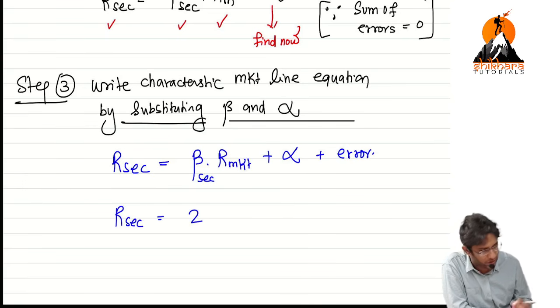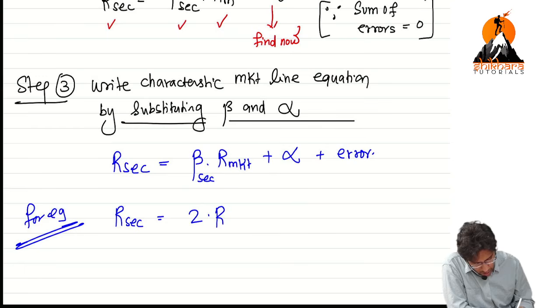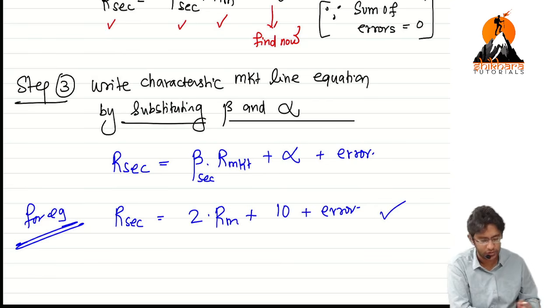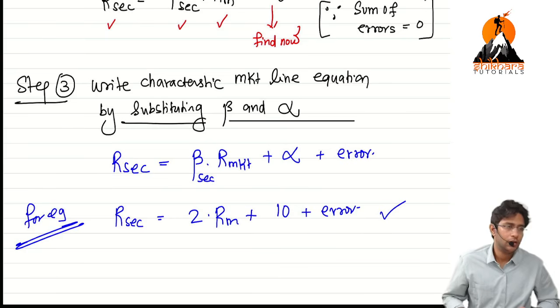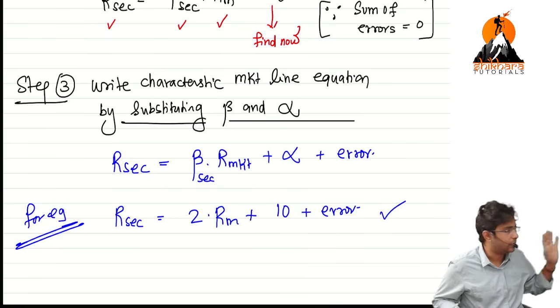For R security we don't substitute. Beta I'm writing randomly as 2, for example, into RM. Alpha, let's say, is 10, plus error. That's all. You just have to frame this equation and leave it.